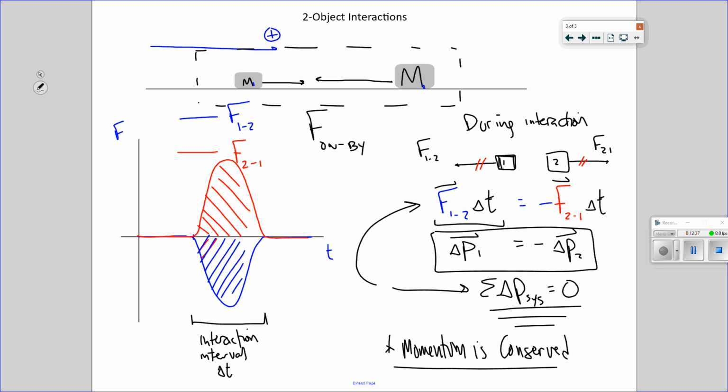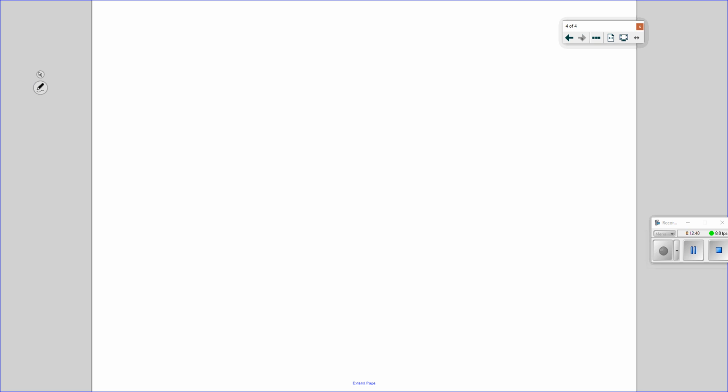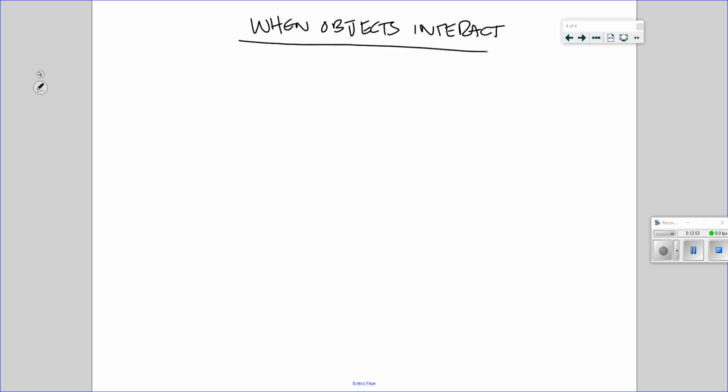Now, as an add-on to that, I'm going to start from what we just said. So I'll say when objects interact, a couple of things. One, the big one we should always state, is momentum is conserved. All right? And the basic way to approach a problem like that is to say that the net initial momentum and the net final momentum of the system are equal.